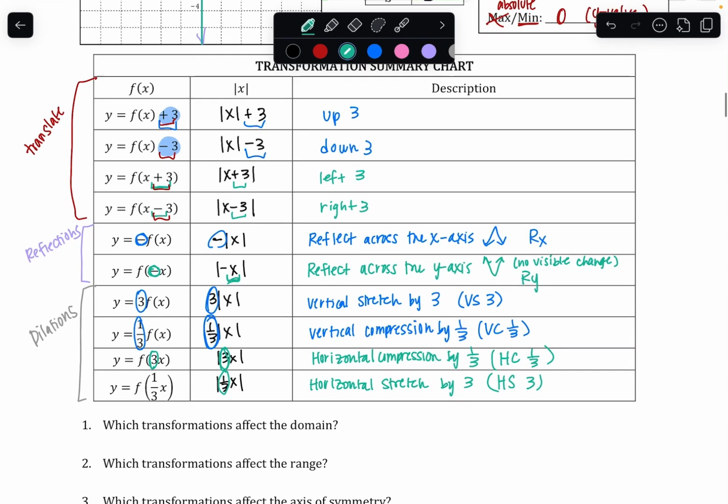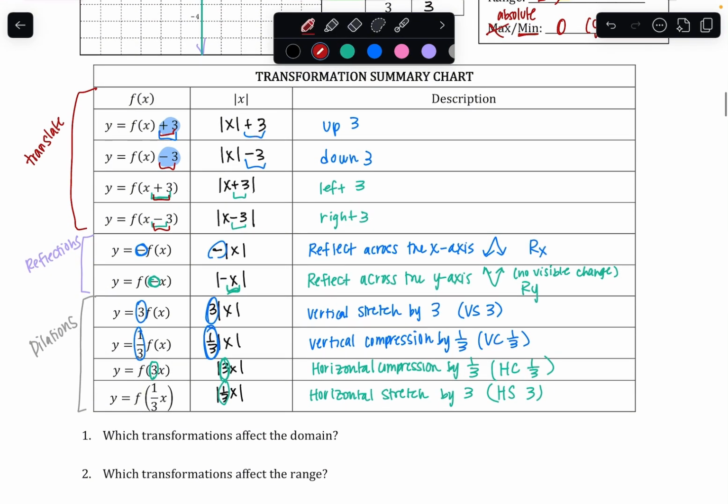Okay, and then the other way to kind of chunk this information is that your translations are when you add and subtract a value, whether inside or outside. Reflections are the negatives, that's how you flip something. And dilations is when you're scaling something. You have a multiplier out front.